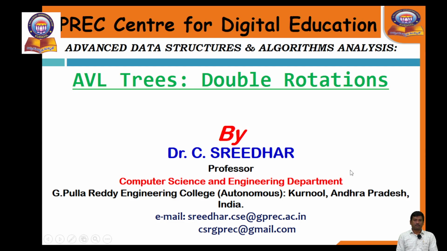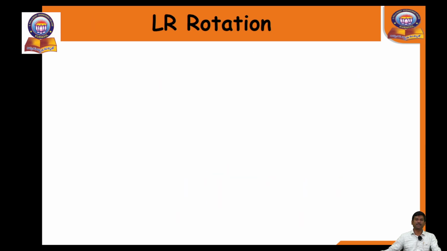This lecture presents AVL trees, the double rotations. The double rotations include LR rotation as well as RL rotation. LR rotation is when the left is heavy, out of which the right subtree is heavy. RL rotation is when the right is heavy, out of which the left subtree is heavy. So if you are concerned about the single rotations which we have studied so far.